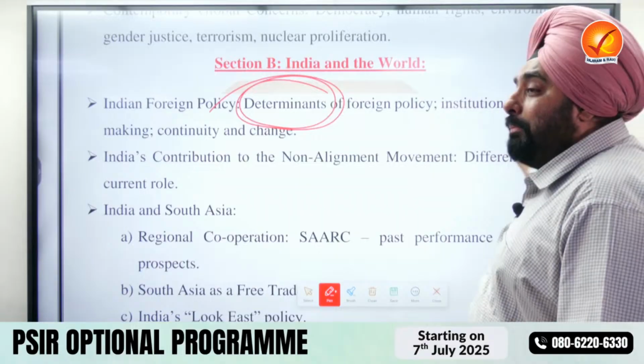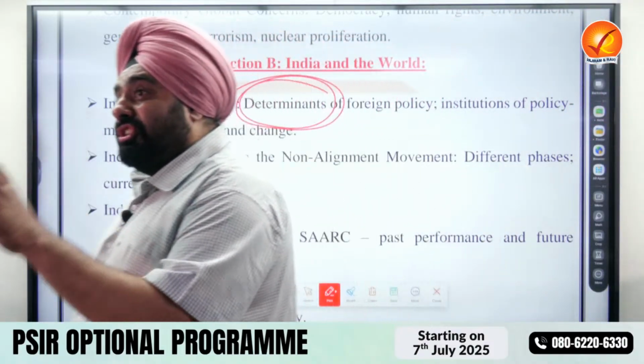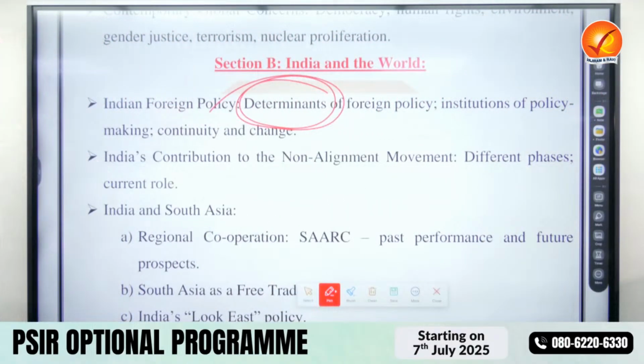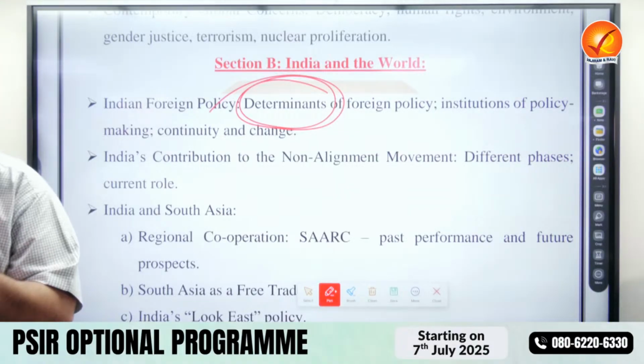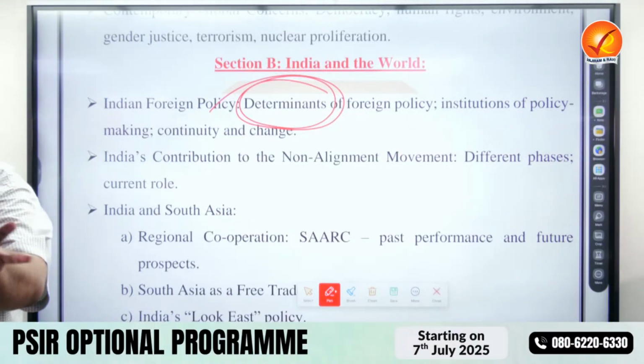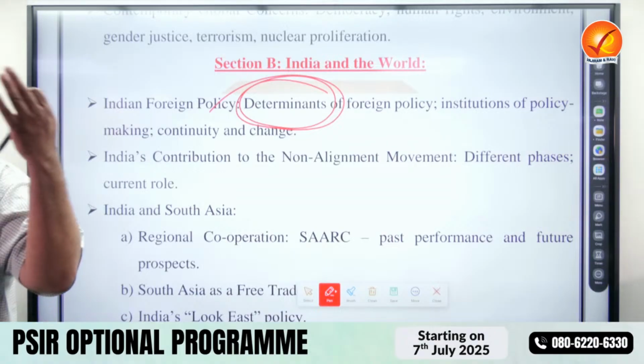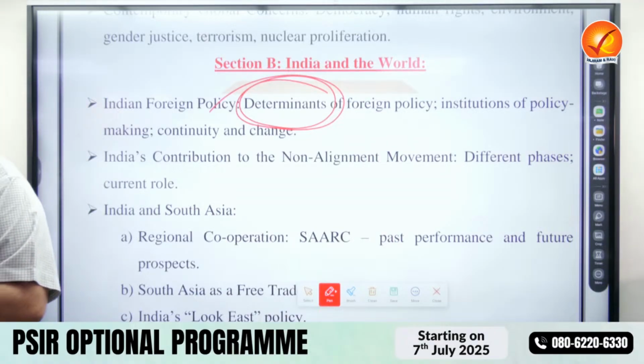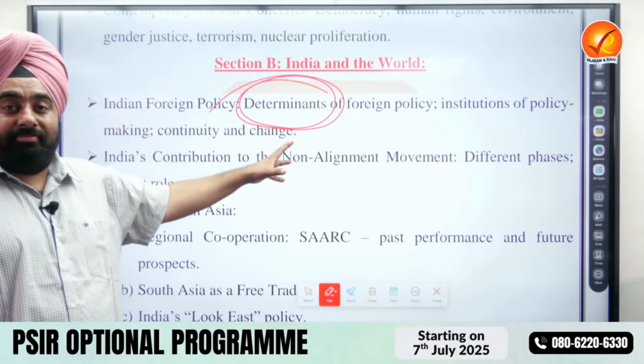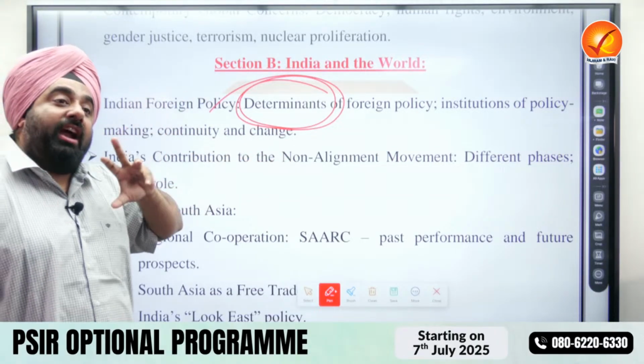Then institutions of policy making. Which are those institutions in India which are responsible for foreign policy making? For example, Prime Minister's Office, MEA, National Security Advisor. Then there is something called the National Security Council, which plays a very important role, especially in crisis situations. Then the role played by the parliament, the role played by media, the role played by think tanks and universities in development of Indian foreign policy. There are multiple institutions, the role played by the cabinet, council of ministers. So all this we have to discuss here, how Indian foreign policy is developed, which factors are responsible.